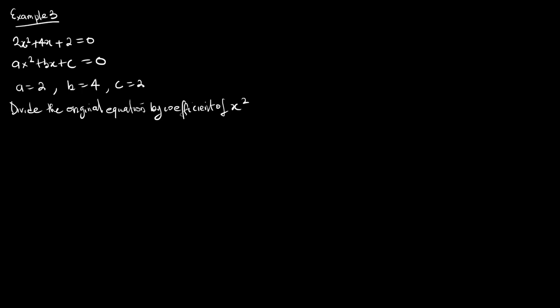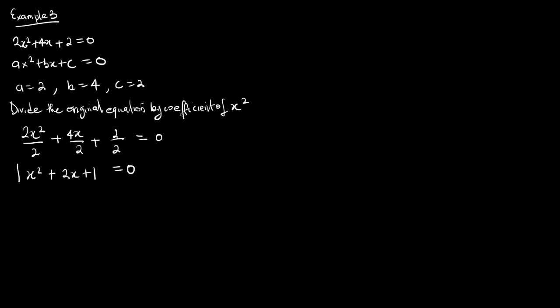So if we do that, we're going to have 2x squared divided by 2 plus 4x divided by 2 plus 2 divided by 2. Of course, 0 divided by anything should give you 0 there, right? So then clearly this is going to be x squared plus 2x plus 1, which is equal to 0.